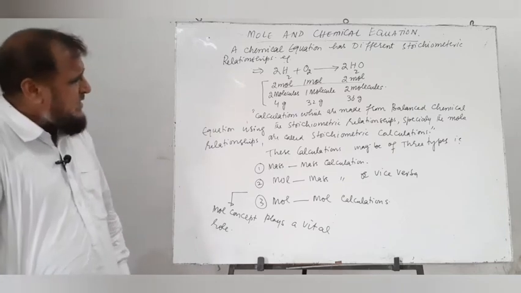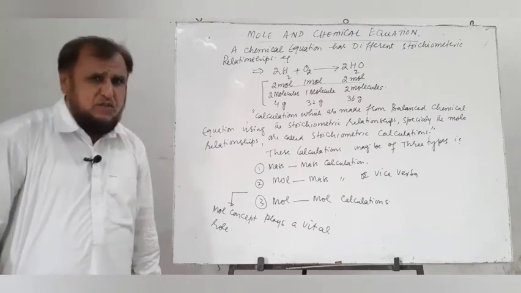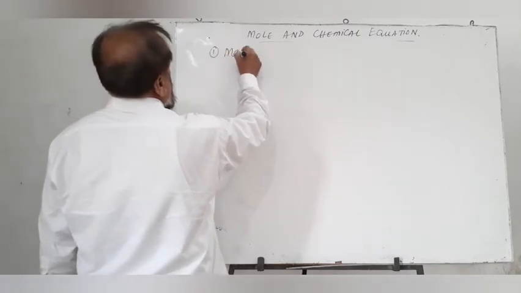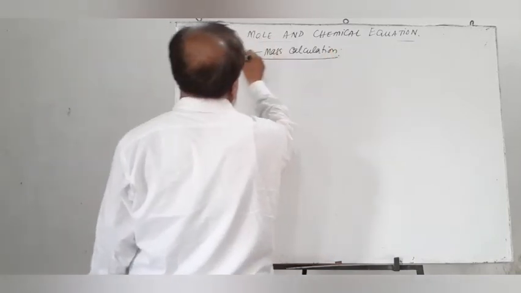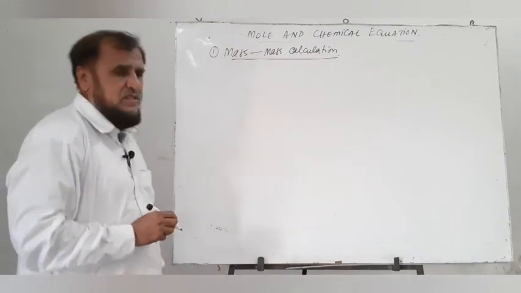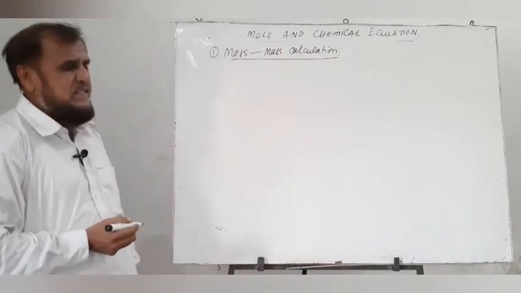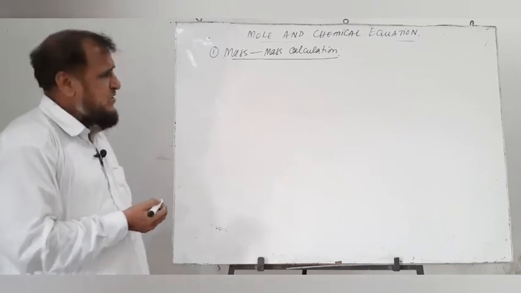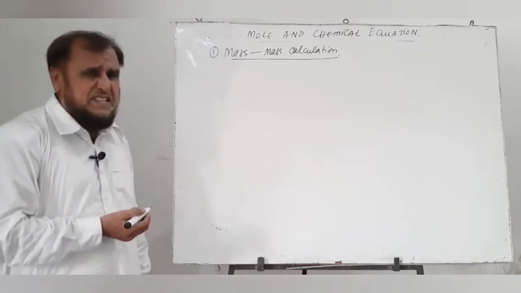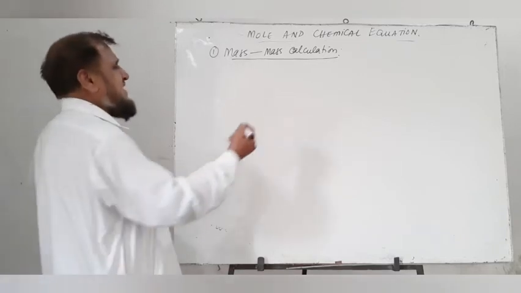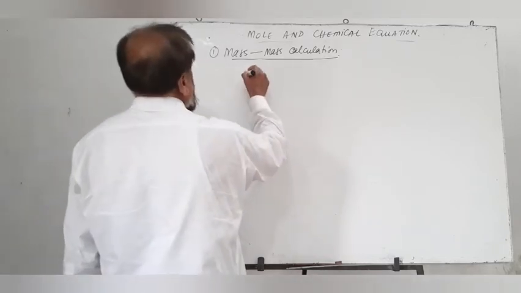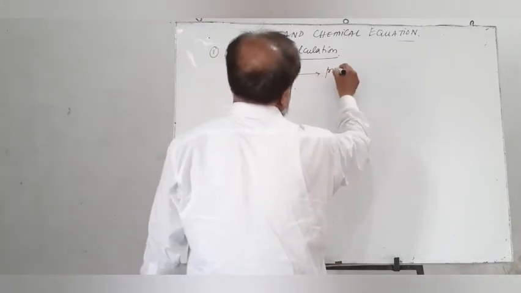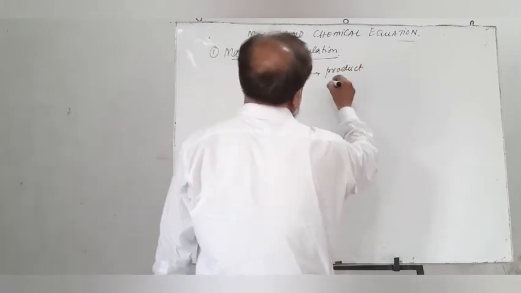Now, we take different examples of the calculations. The first type of calculation is mass to mass calculation. In this type of calculation, the mass of one substance, which may be a reactant or product, is given and we are asked to calculate the mass of the other substance, which may be a reactant or product. Let us suppose we are given the mass of a reactant and we are going to calculate the mass of product.